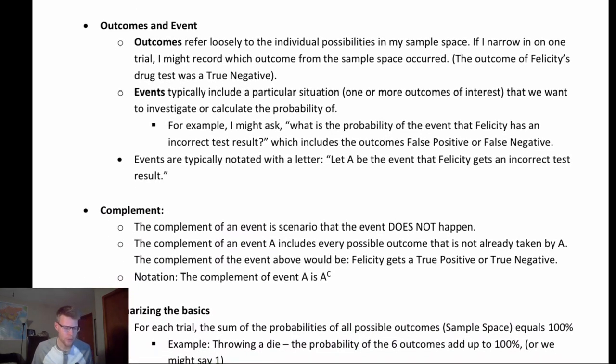Outcomes refer loosely to the individual possibilities in my sample space, right? So I have 2 outcomes of the drug test, or we could also say that we have 4 outcomes if we're combining both the person's individual status and their drug test result. So those are possible outcomes.